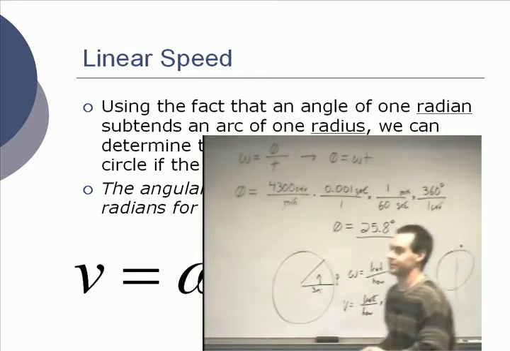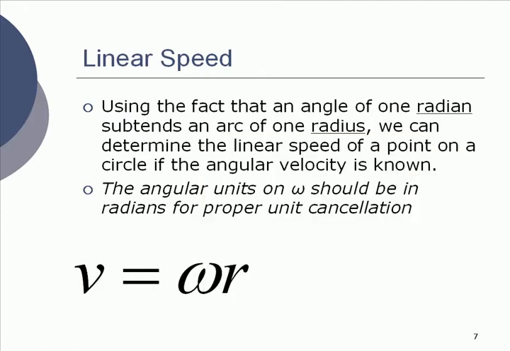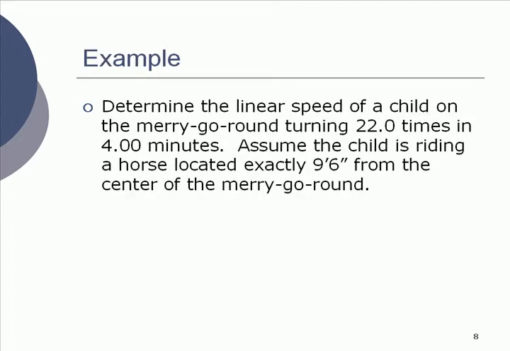Let's do an example. The key to note here, though, is if we're going to find a velocity from an angular velocity, omega has to be in radians. Otherwise, the units won't cancel. So omega's got to be in radians. So let's go back to our merry-go-round for a minute.